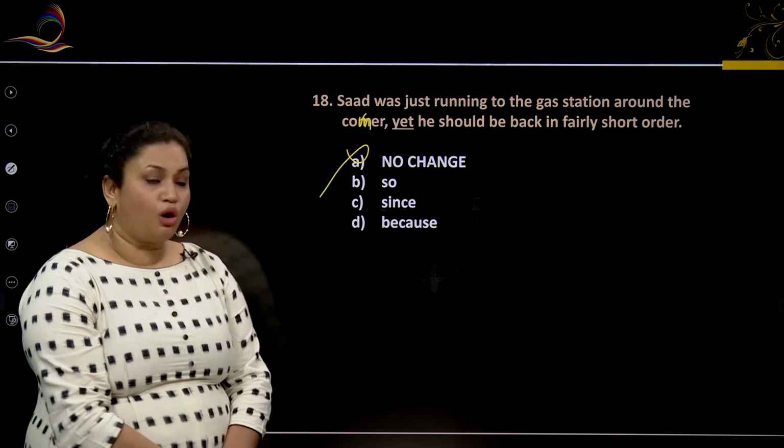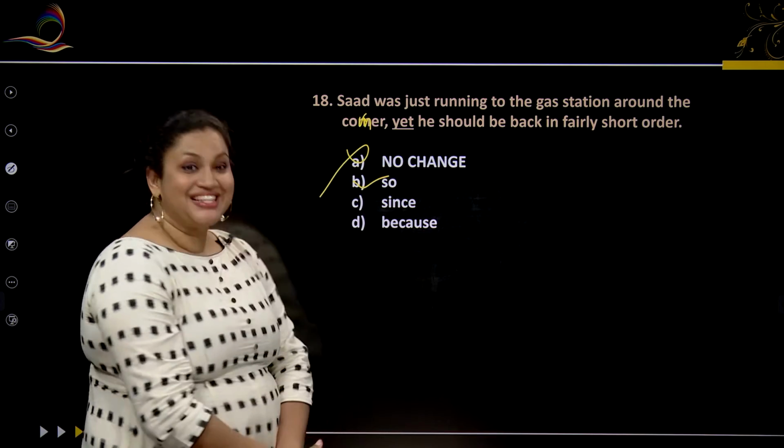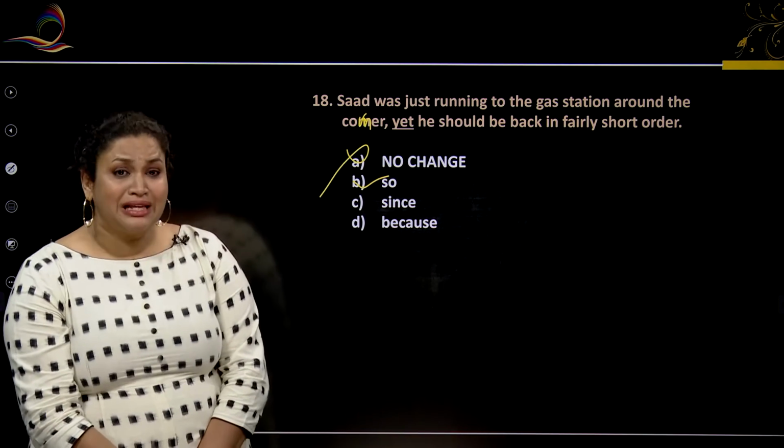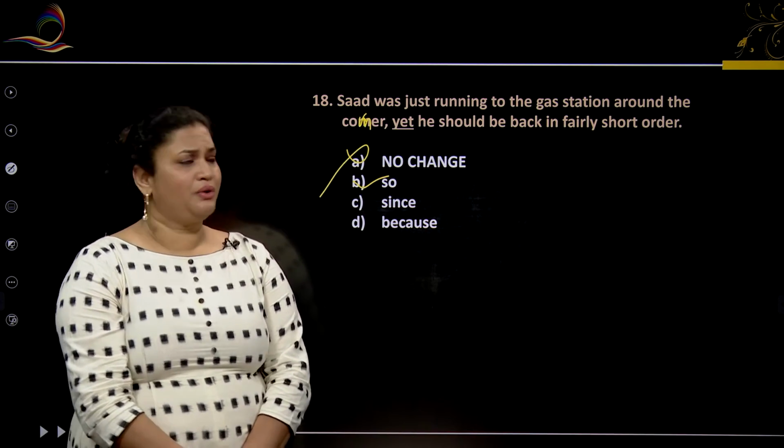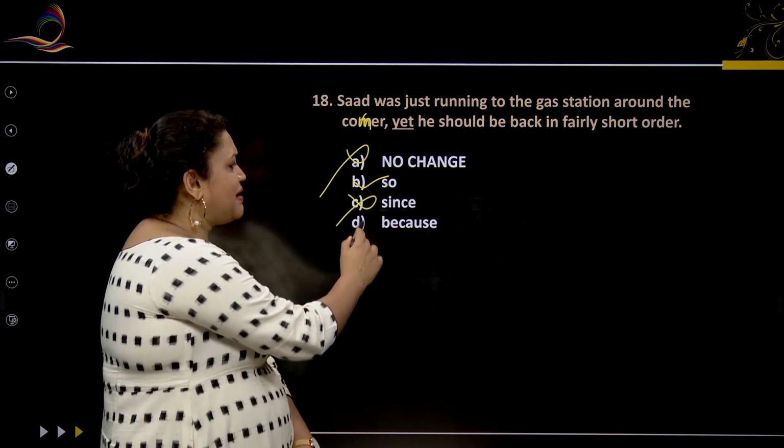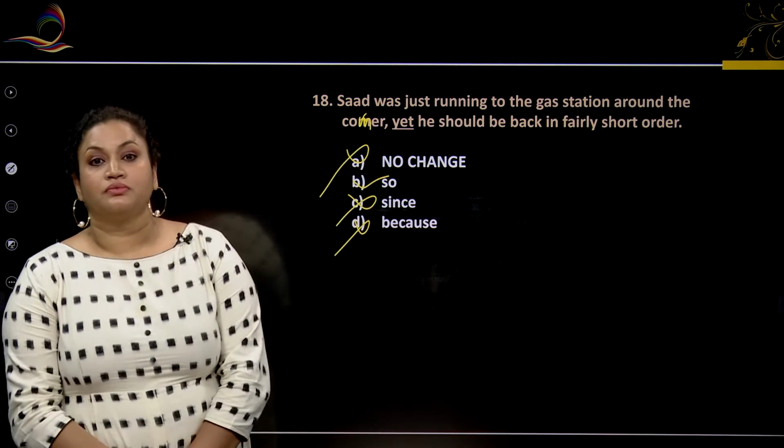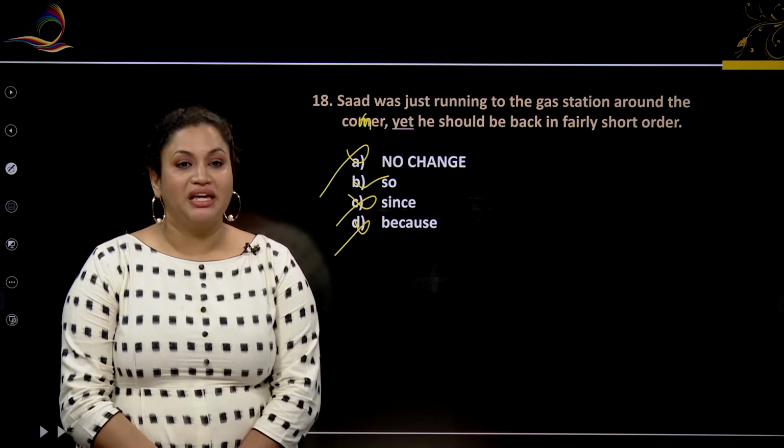The next one is so. So makes so much sense. So, we'll go with so. Since he should be back, no, it does not make sense. Because he should be back, no. Therefore, B is the right answer. Let's go to the next question.